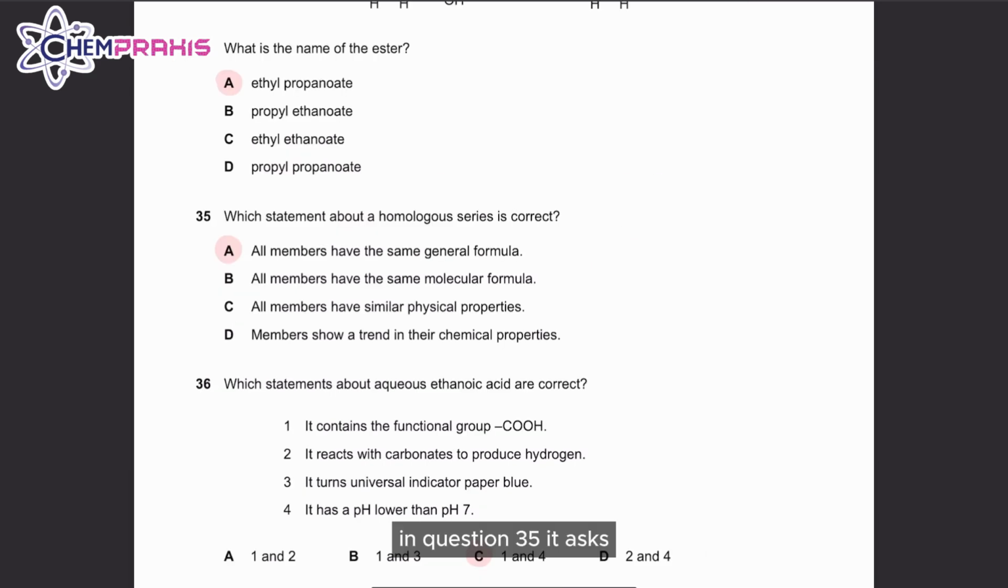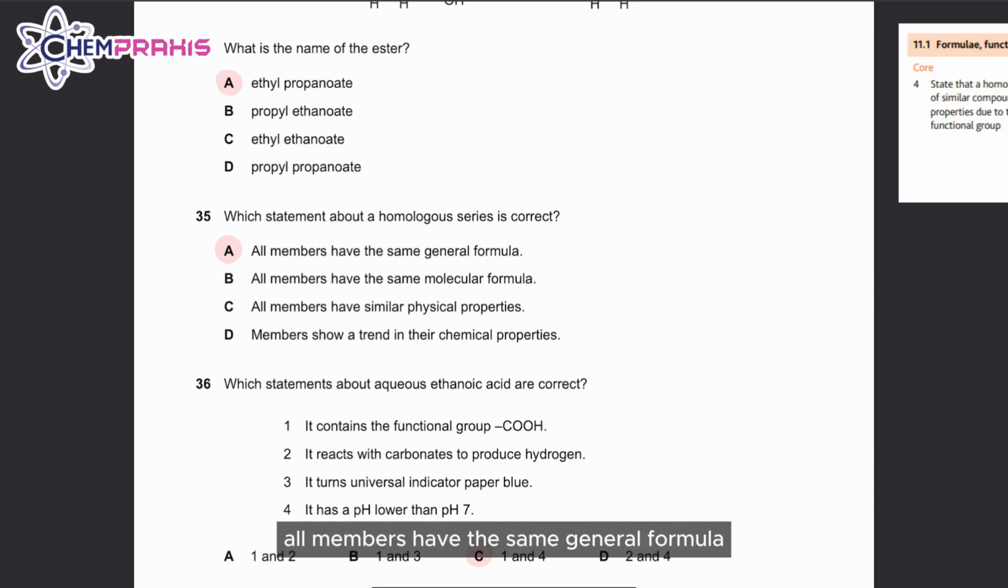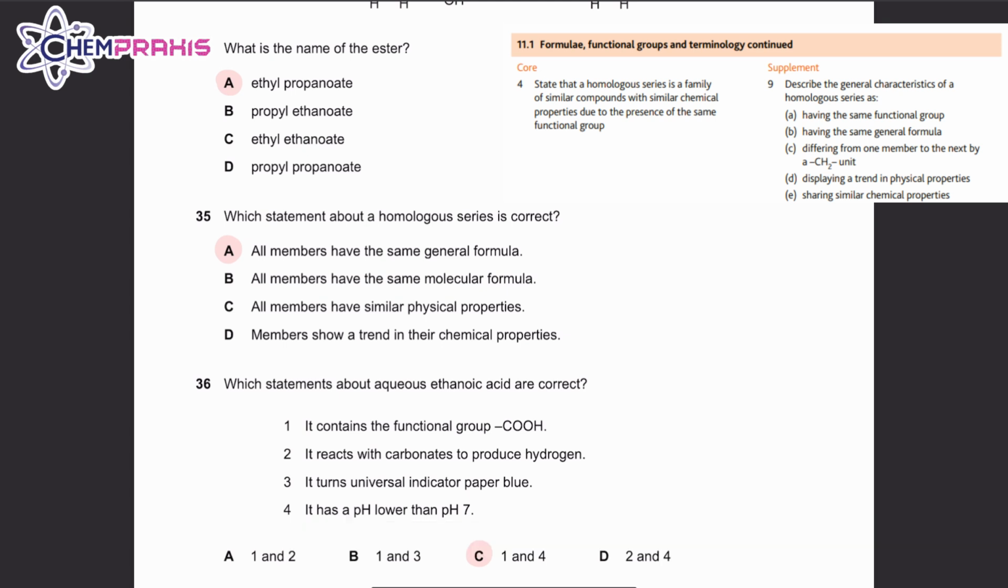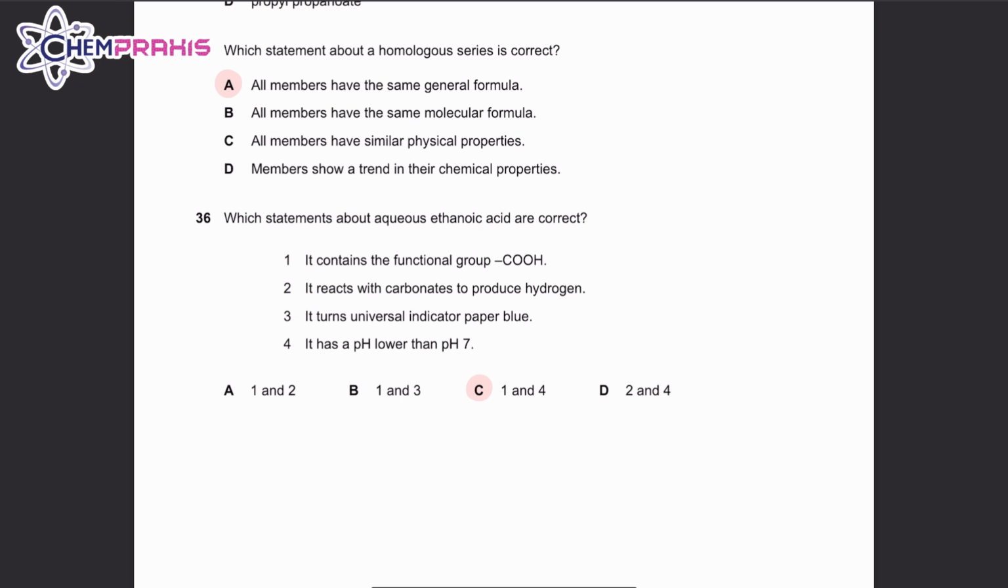In question 35, it asks which statement about a homologous series is correct. From the list of statements given, all members have the same general formula is the only correct statement, and therefore your answer will be A. Question 36 asks which statements about aqueous ethanoic acid are correct. Statements 1 and 4 are the correct ones, as it says that it contains the functional group COOH and it has a pH lower than pH 7. Therefore, your answer will be C.